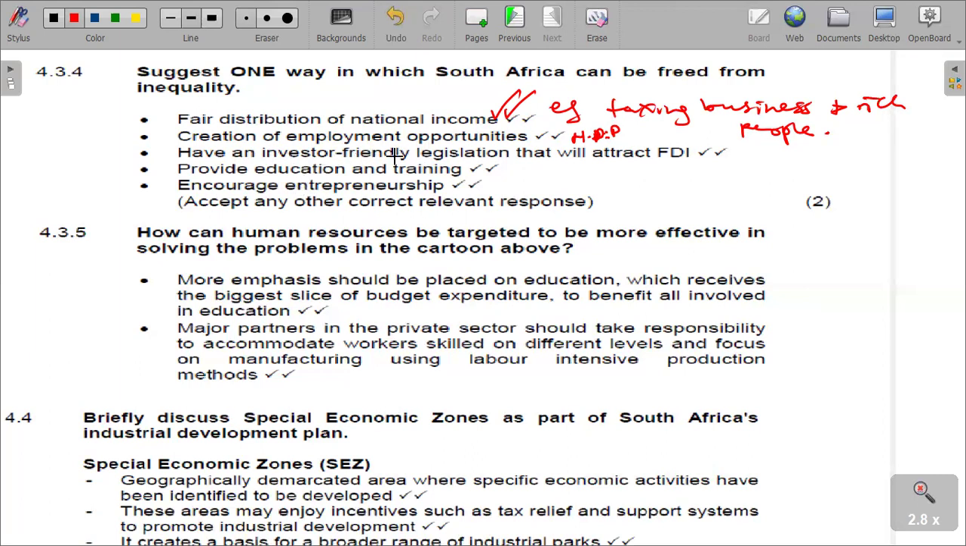You have investor-friendly legislation that will attract foreign direct investment. Foreign direct investment is quite important. Again, it helps in providing employment opportunities, which would also help in avoiding or reducing the poverty of the country. Provide education and training. That is quite important, so that people can have skills and become employable.